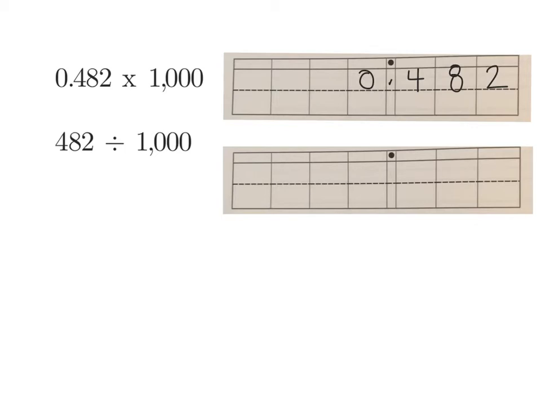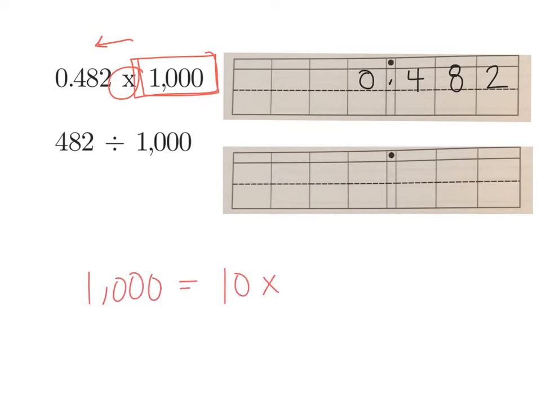Got it? Okay, we have 482 thousandths, and what are we doing this time? Are we multiplying or dividing? Multiplying tells us right away that we need to shift to the left. And we're multiplying by what this time? 1,000. How do I make 1,000 just using tens? 1,000 is the same thing as 10 times what? Remember, I only want to use tens. So it's 10 times 10 times 10. How many times do I have 10 there? 1, 2, 3. So how many factors of 10 are there? 3.